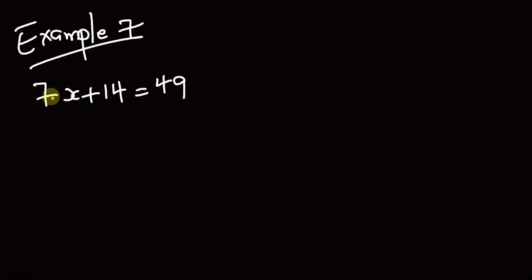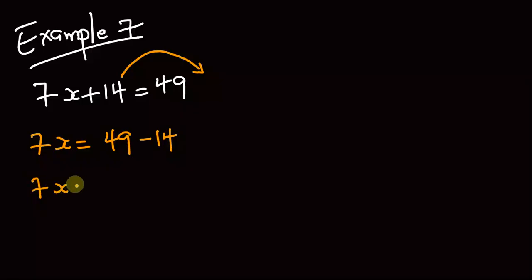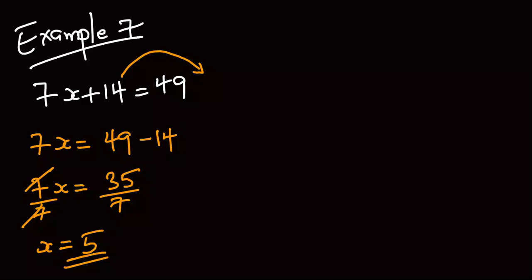Let's look at example 7. 7x plus 14 is equal to 49. We make 7x the subject. Therefore, 7x is equal to 49. When 14 crosses the equal sign, it will become minus 14. Therefore, 7x is equal to 49 minus 14, which is 35. To get x, we divide both sides by 7. After simplifying, the value of x will be 35 over 7, which is 5. So, 5 is our answer.